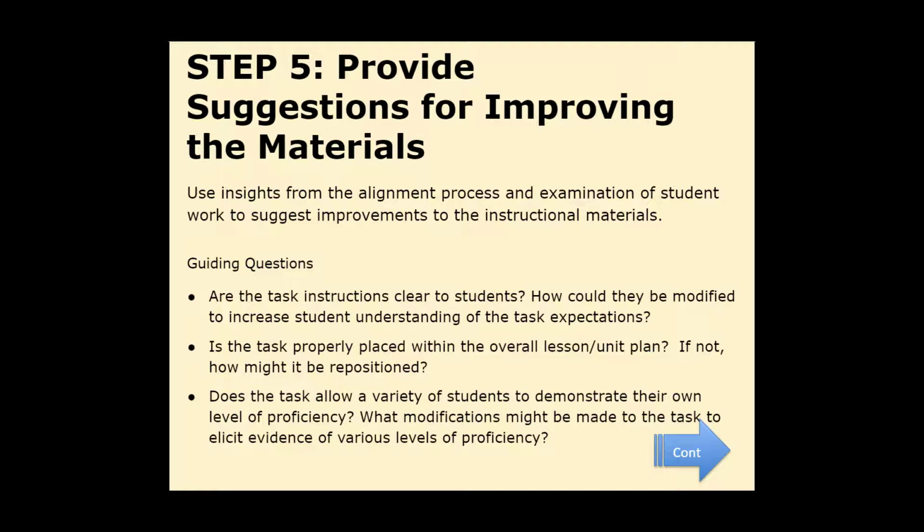For guiding questions, you want to look at how the delivery of instruction was conducted for the students. Could there be a way to tweak it so that the students better understand what is expected of them? In this particular instance, I thought the teacher gave very, very clear instruction to the students. They all seemed to understand what to do.